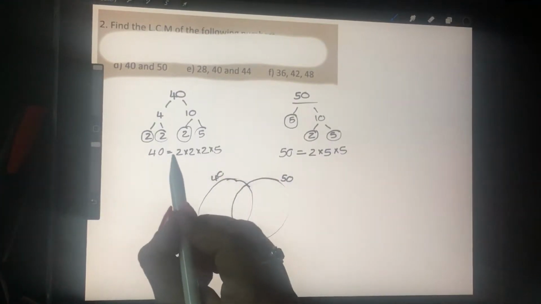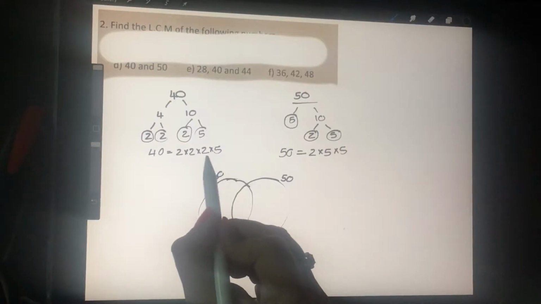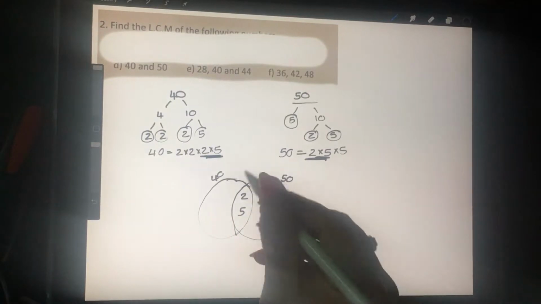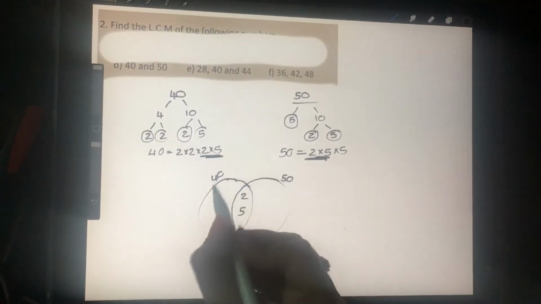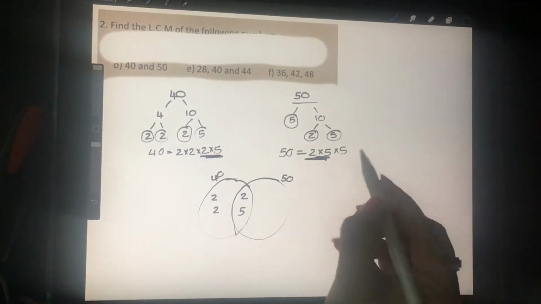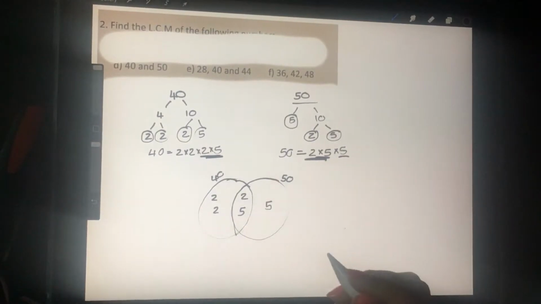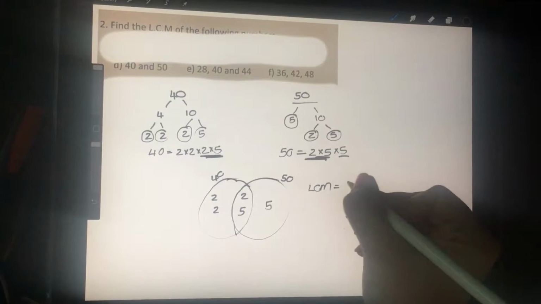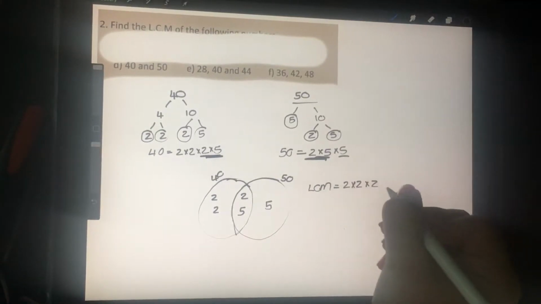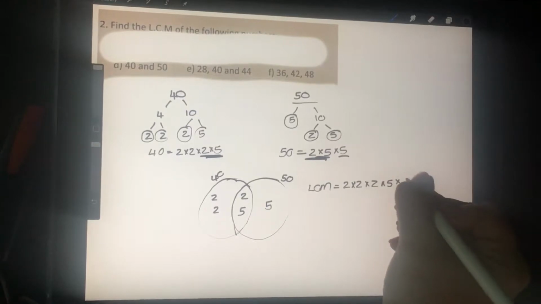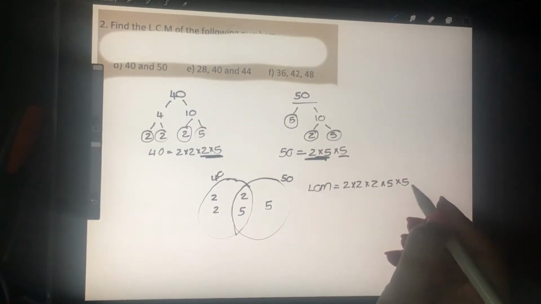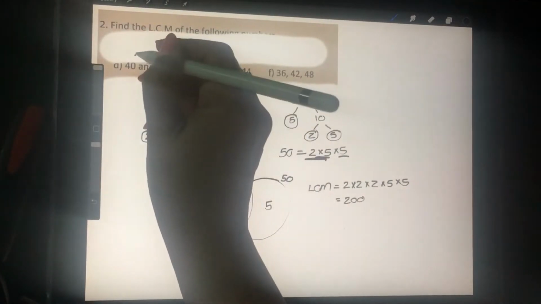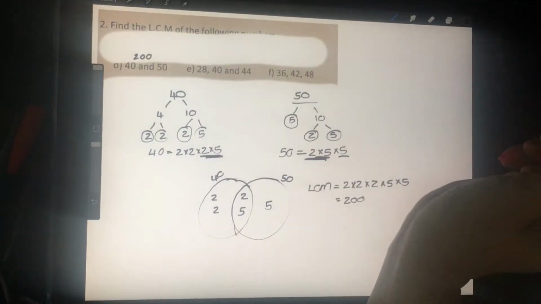Right. So first of all, we have to look at what numbers are shared. We've got a 2 and a 5 in both of them. So I'm going to write a 2 and a 5 in the shared part of the Venn diagram. What is left over in the 40 section is 2 2's, and what is left over in the 50 section is a 5. They are looking for the lowest common multiple, so to find it, I'm going to say 2 times 2 times 2 times 5 times 5. And if I put that in my calculator, I get 8 times 25, which gives me 200. So the lowest common multiple of 40 and 50 is 200.